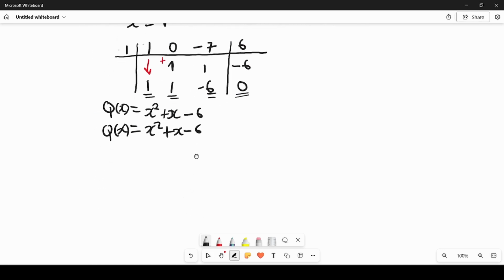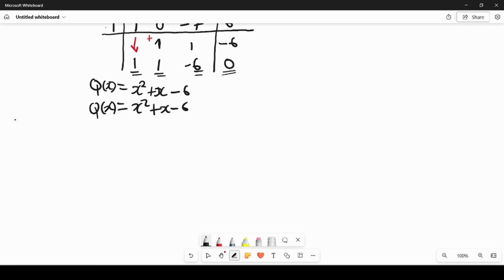Okay, now that we have this quotient, it means that our given polynomial can be written as a product of its factors: the first factor that we had, and the second factor, this quadratic expression that we found. So let's factorize this one further. If you can't, it means you have to solve for the values of x from this quadratic equation.